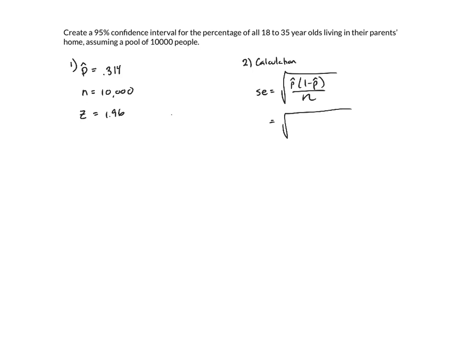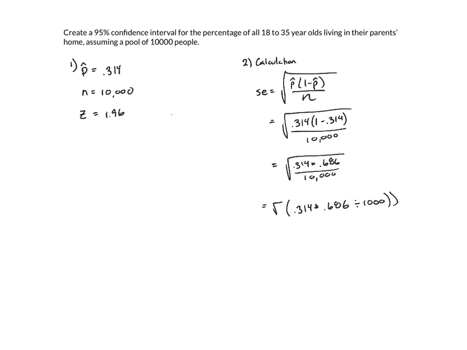So when I plug this in here, I'll have 0.314 times 1 minus 0.314, all over 10,000. Make sure you realize all of that's under the square root. You can simplify it a little bit: 0.314 times 0.686 over 10,000, if I do that subtraction. If I'm plugging this into a calculator, we can do square root, parentheses, 0.314 times 0.686 divided by 10,000.